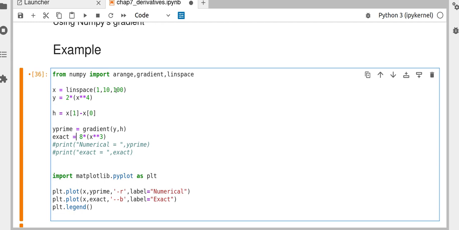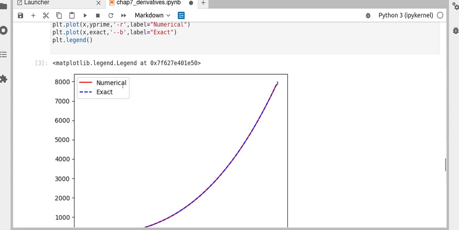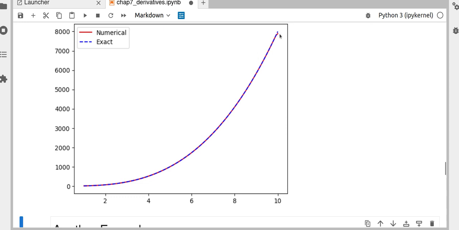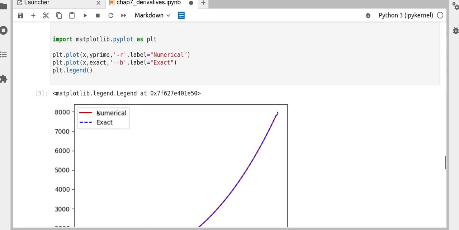Okay, so the exact answer is 8 times x raised to power 3. So in Python, we just called gradient y comma h. Now I'm going to plot this graph of y prime and the exact. The exact is 8 times x raised to power 3. We have learned how to plot graphs earlier. So you can see it beautifully describes the data points, the derivative. The numerical and the exact are on the same line.